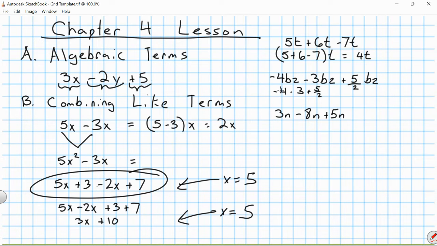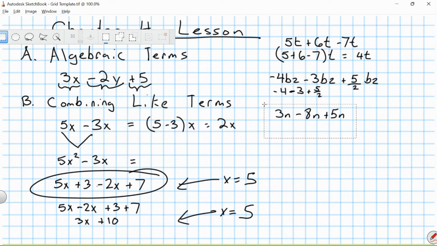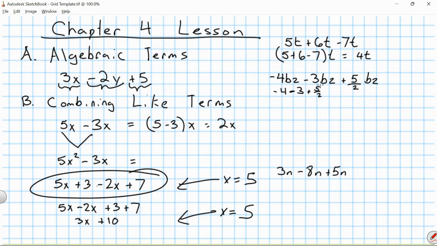What do we get? -4 minus 3 is what? -7. -7 plus 2.5 is what? 4.5, or by the way, it is -4.5. I messed up the first part. So what you can do is this. Let me be consistent here. So this is our problem. We need to do -4 minus 3 and then add 5/2.